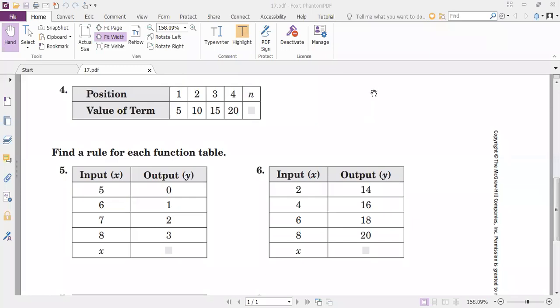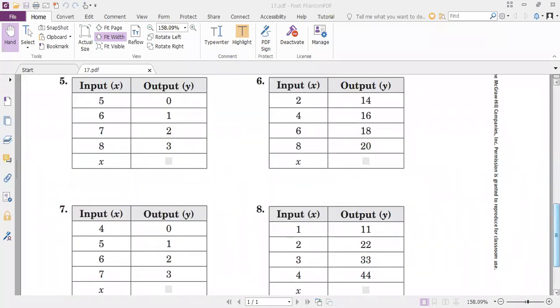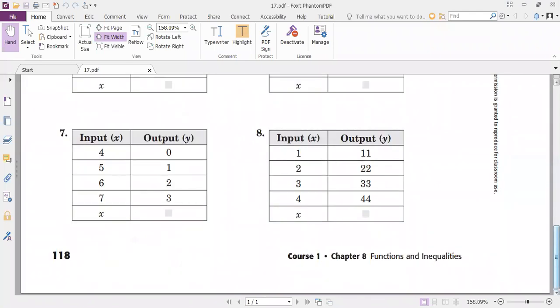Okay, now I will give you the next table, table number 7, and I will keep silent and let you answer that in the chat, please. Table number 7. 4 becomes 0, 5 becomes 1, 6 becomes 2, 7 becomes 3. What will X be? And if I need the 10th term, what will it be equal to?